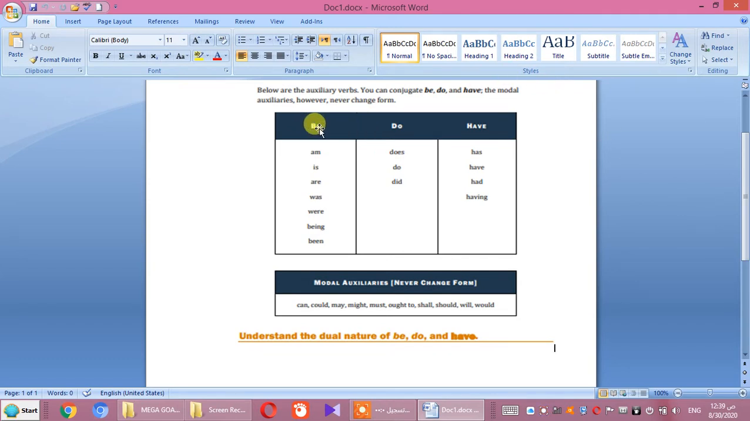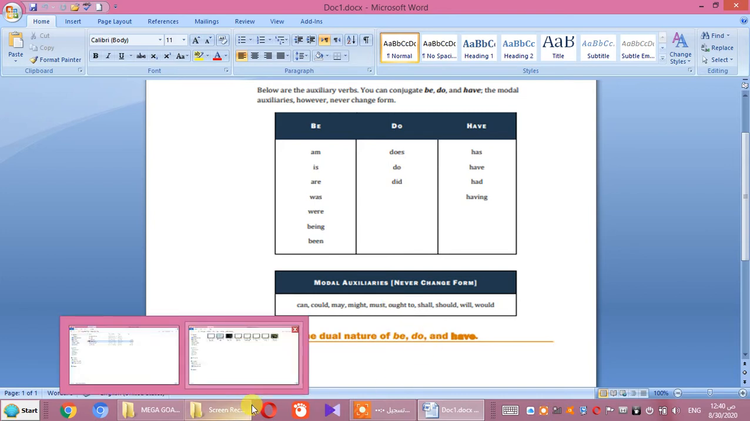Verb to be: am, is, are, was, were, being, been. Do, does, did. Have, has, had, having. And also the modal auxiliaries: can, could, may, might, must, ought to, shall, should, will, would, and we have others also.